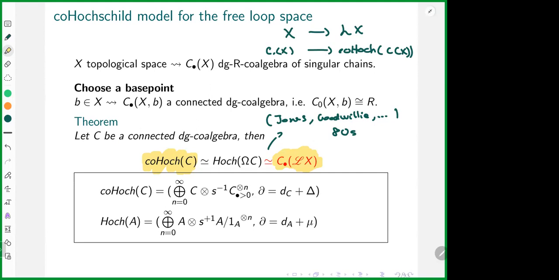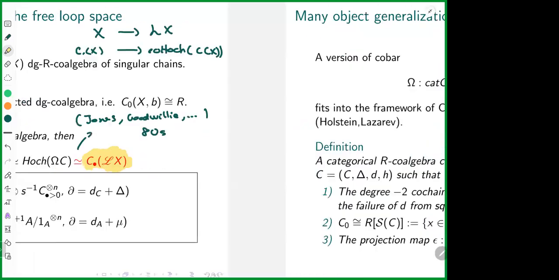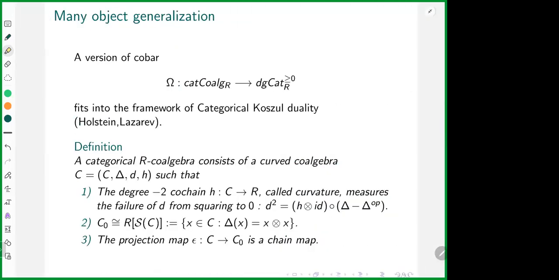And then, fortunately, there's a version of Koszul duality, so a version of the cobar functor that takes a many-object version of a coalgebra and maps it into a many-object version of an algebra, right? This is work of Holstein and Lazarev. They call it categorical Koszul duality. And then they describe it as a version of cobar. I mean, the whole adjunction passes, right? But there's a version of cobar that takes in categorical coalgebras, and it gives you DG categories. So perhaps you've seen before that DG categories can be thought of as many-object version of DG algebras. And in the same spirit, we can do the same for categorical coalgebras.